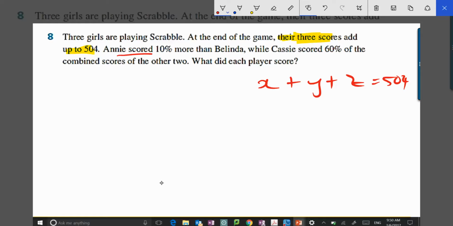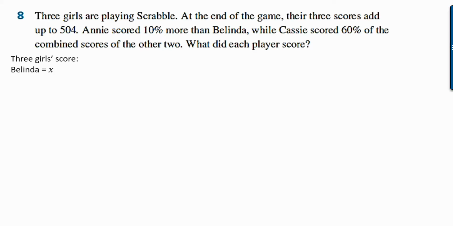The second line is Annie scored 10%. And what it seems like in this next line is that for every letter, there's a condition. And obviously, that's where I start modeling it, and I do it separately. So this is how I did it. There are 3 girls, Annie, Belinda, and Cassie. So let's call Belinda X. Let's call Cassie Y. Let's call Annie Z. So that's the score. Belinda scored X amount, Cassie scored Y amount, and Annie scored Z amount.